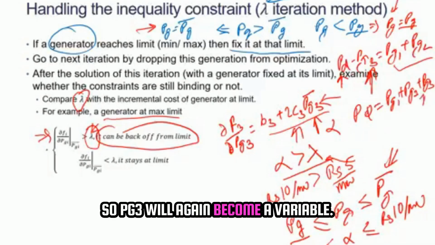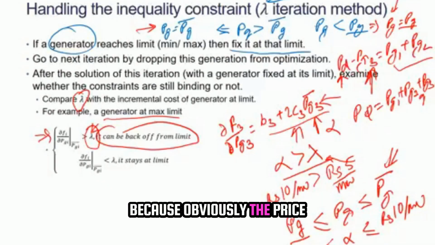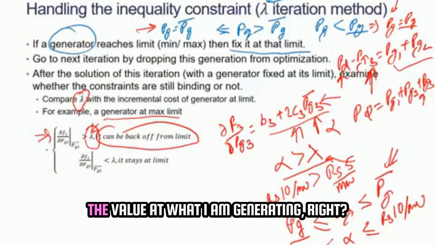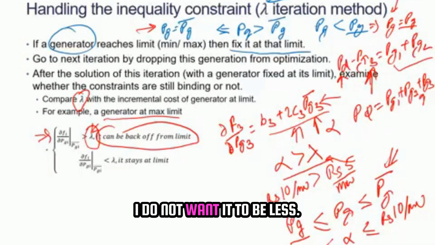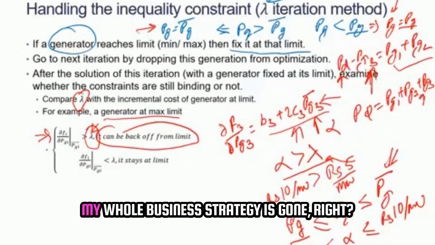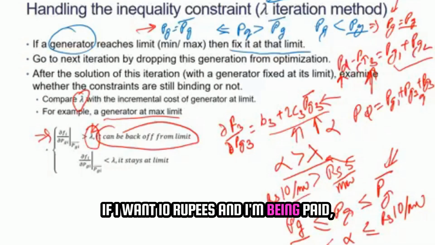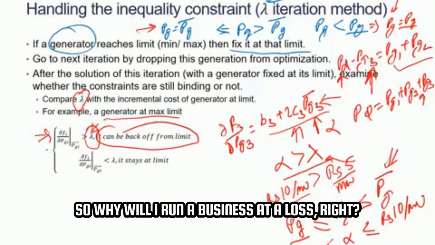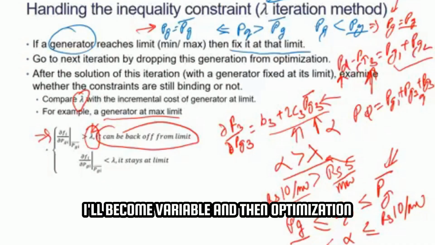So PG3 will again become a variable, because system operator is paying a less price than what I want, so I will not remain at that value. I'll reduce my generation, because obviously the price should be equal to the value at which I am generating, right? Or more, or equal. I do not want it to be less, because if it is less, then my whole business strategy is gone, right? Because if I want 10 rupees and I'm being paid, let's say, 5 rupees, why will I run a business at a loss, right? So that does not make sense. So that's why I'll become variable, and then the optimization problem will decide the new value for me.